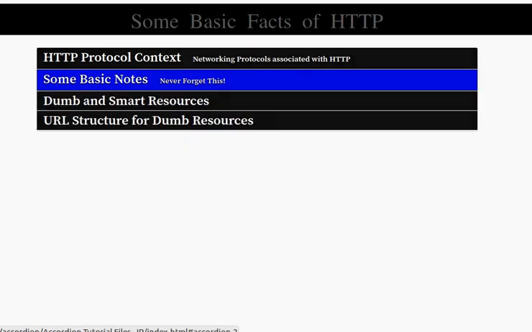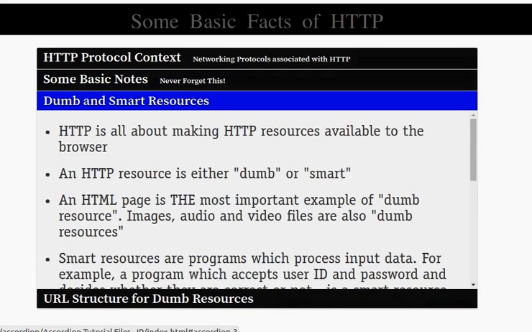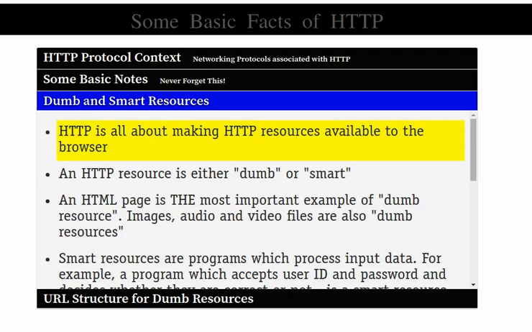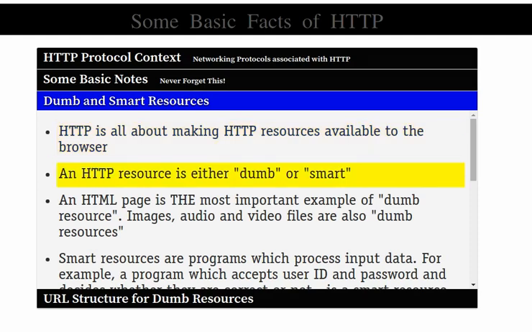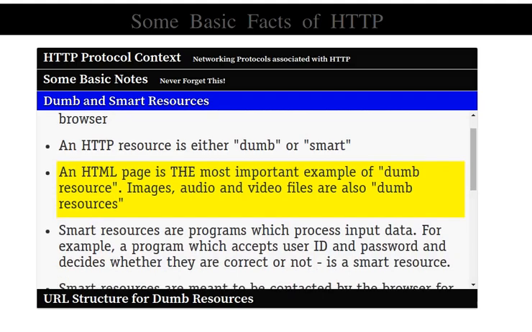Let us now go to the next topic. This topic is about the HTTP resources. HTTP is all about making HTTP resources available to the browser. An HTTP resource is either dumb or smart. An HTML page is the most important example of a dumb resource. Images, audio and video files are also dumb resources.